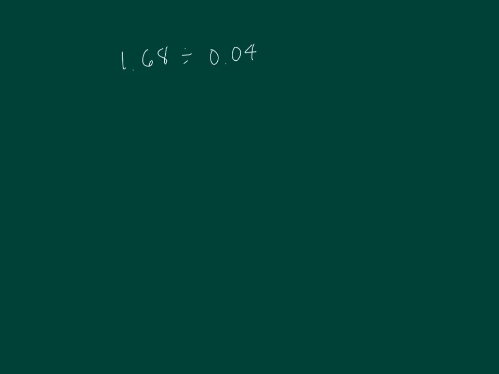Here we have 1.68 divided by 4 hundredths. We write it the same way. And again, multiply by 100 over 100. 1.68 times 100 is equal to 168. And 4 hundredths times 100 is equal to 4. That equals 42. Running my check.